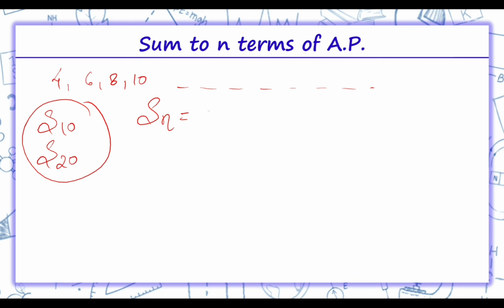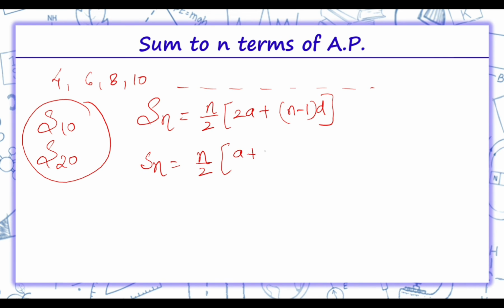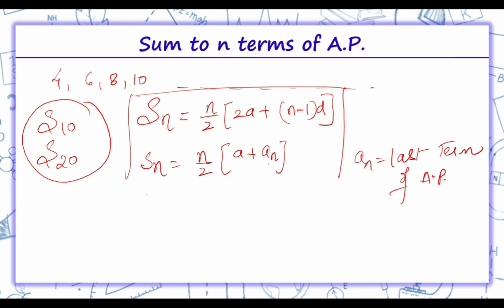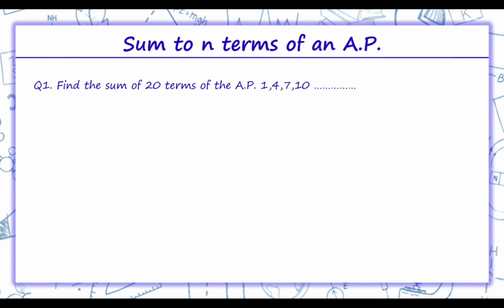So sum of n terms will be n by 2, 2a plus n minus 1 into d. But yes, if we are provided with the last term, the formula becomes n by 2, a plus an, where this an stands for the last term of the AP. Now with these two formulas, we can solve any question related to sum of n terms of AP.